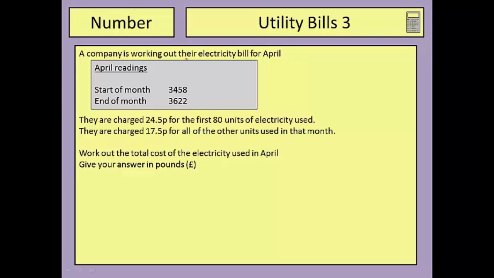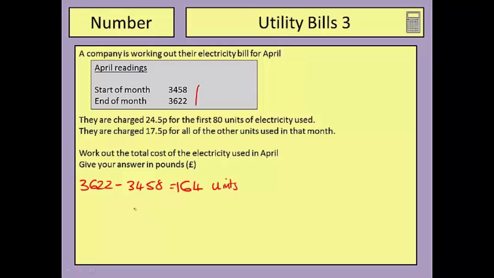A company is working out their electricity bill for April, and here are the readings given to me in a table. It tells me though, and this is the difference, that they're charged one amount, 24.5p, for the first 80 units only. Then they're charged a second amount for anything else they use past 80 units in a month. So first of all, let's start by working out how many units they actually use. I'm going to do this by doing 3622 minus 3458. This shows me that they used 164 units in the month of April.